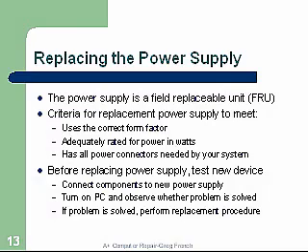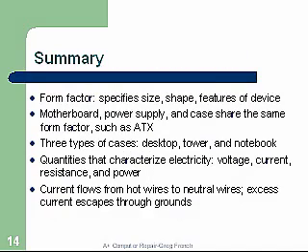Summary, form factor. We talked about the form factors, ATX being the most common, with BTX to soon replace that. ATX has been around for a little bit longer than 10 years, so we don't upgrade the form factors that often. A form factor specifies the size, shape, feature, and device. The motherboard, power supply, and case share the same form factor, again, such as ATX. There are 3 types of cases: desktop, tower, and notebook. Quantities that characterize electricity: voltage, current, resistance, and power. Current flows from hot to neutral. Excess current escapes through grounds.